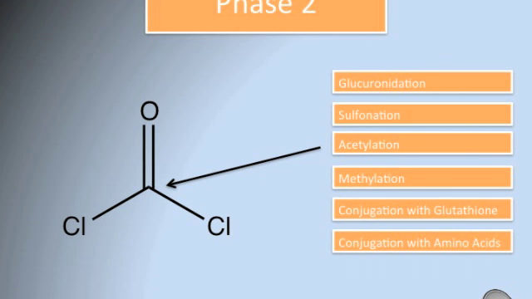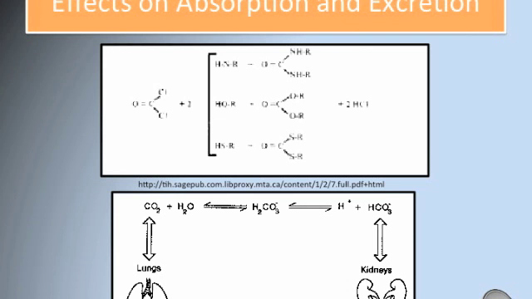Phase 2 metabolism almost always follows Phase 1 metabolism. However, it is possible for the two events to be separate, and this is the case for phosgene gas. Phase 2 metabolism consists of glucuronidation, sulfonation, acetylation, methylation, conjugation with glutathione, and conjugation with amino acids. Phosgene gas is involved in acetylation.